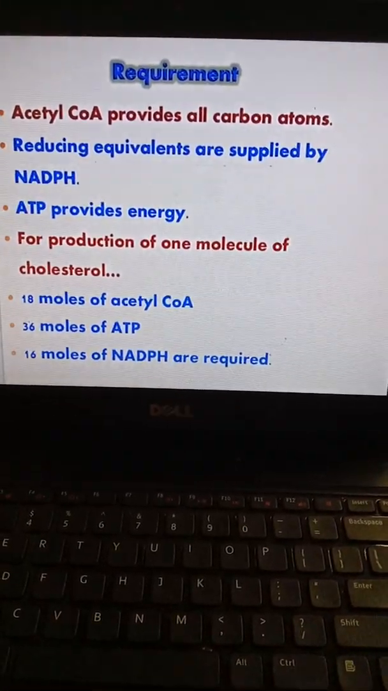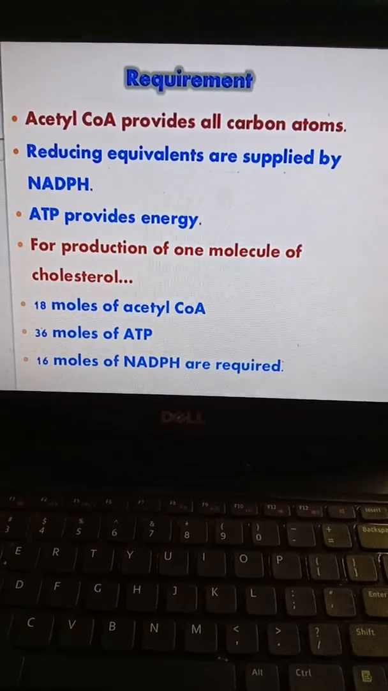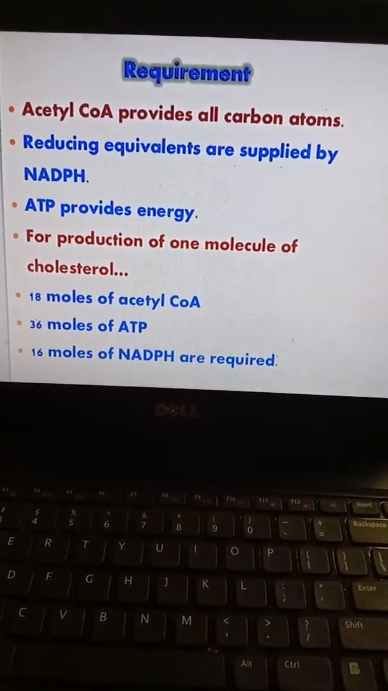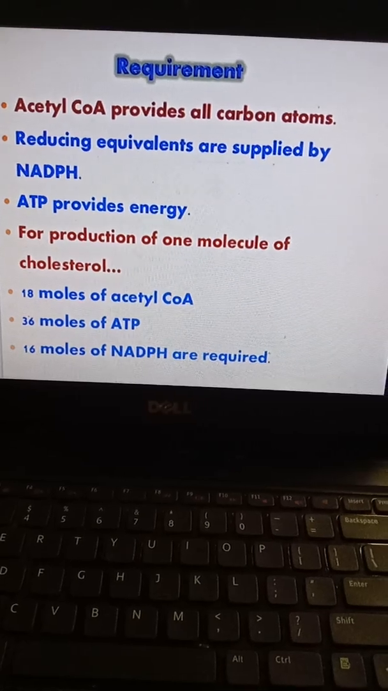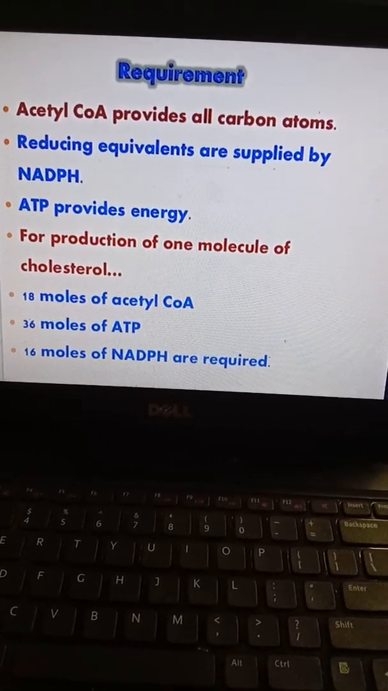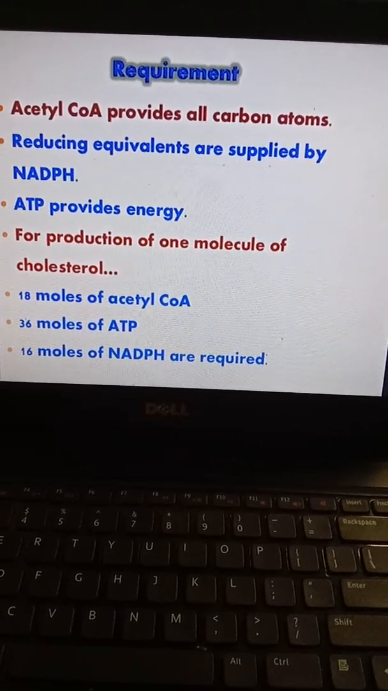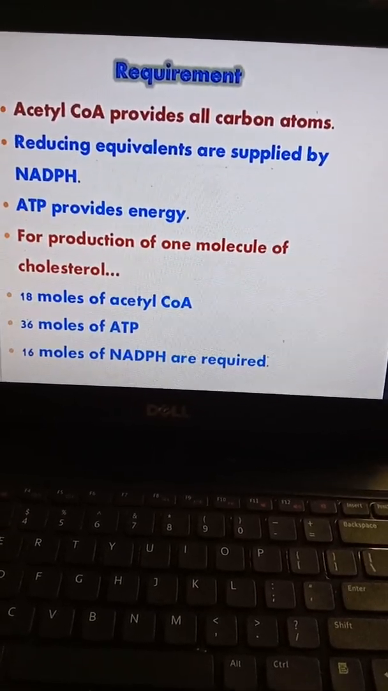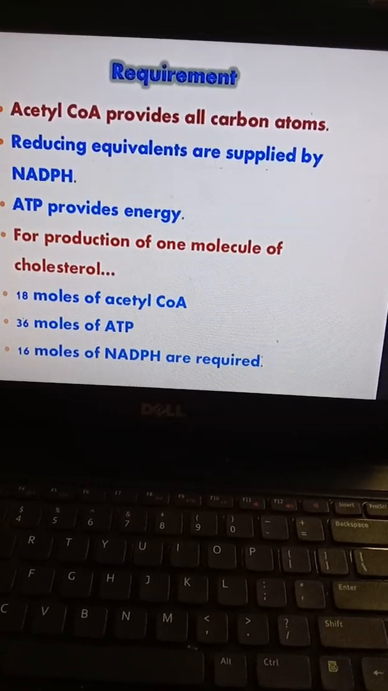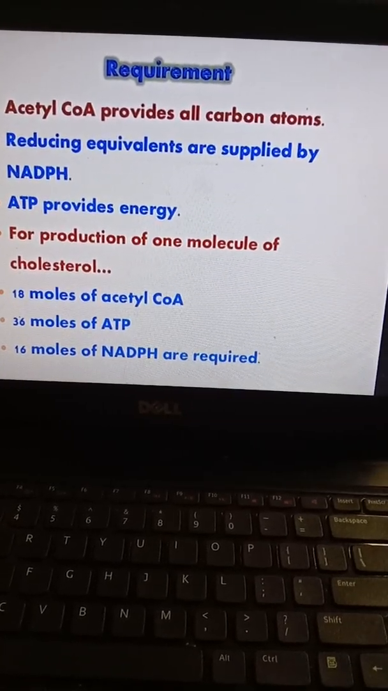So what are the requirements? First of all, you should know that acetyl-CoA provides all carbon atoms. The reducing equivalents are supplied by NADPH, and some ATP is needed. For production of 1 molecule of cholesterol we need 18 molecules of acetyl-CoA, 36 moles of ATP and 16 moles of NADPH.